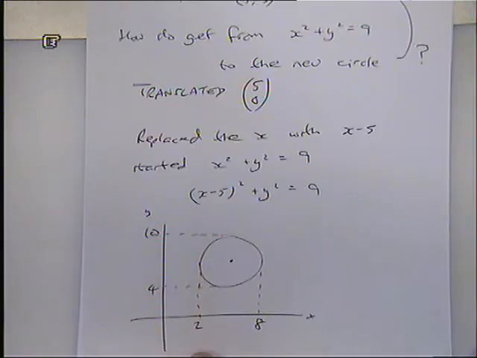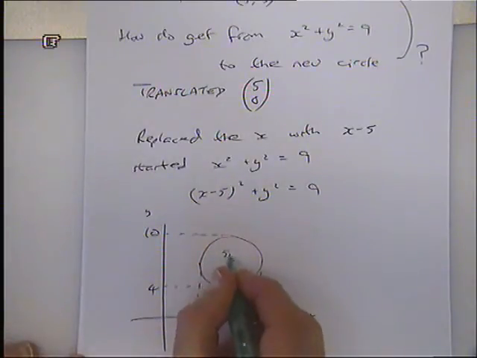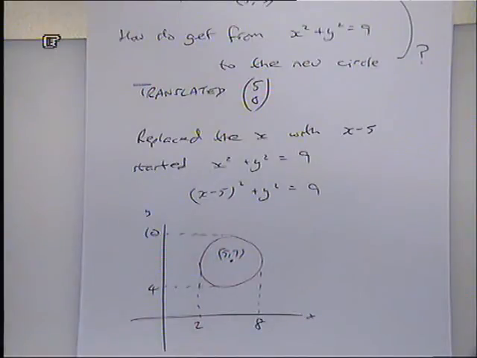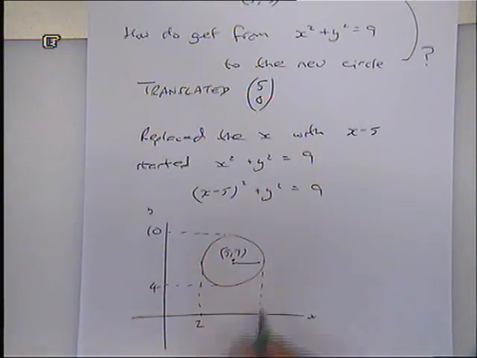Yeah, it's going to be bang in the middle of 2 and 6. Average, sorry, 2 and 8. Average 2 and 8, you get 5. Average 4 and 10, you get 7. So that is going to be at 5, 7. The radius is still 3.